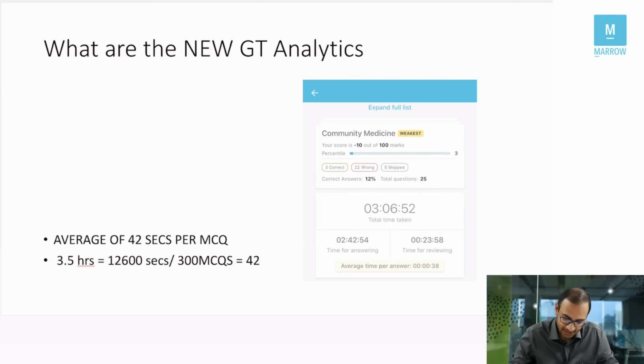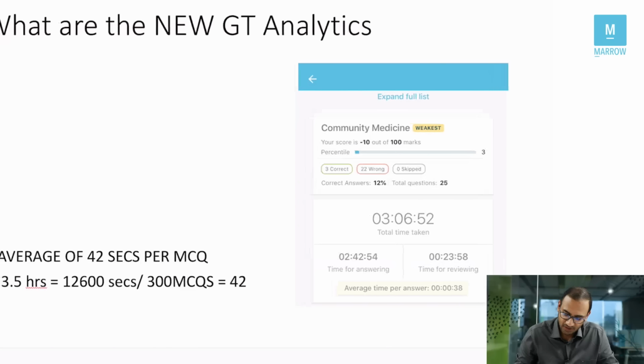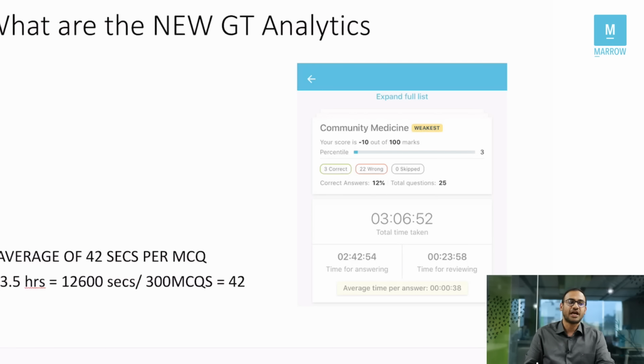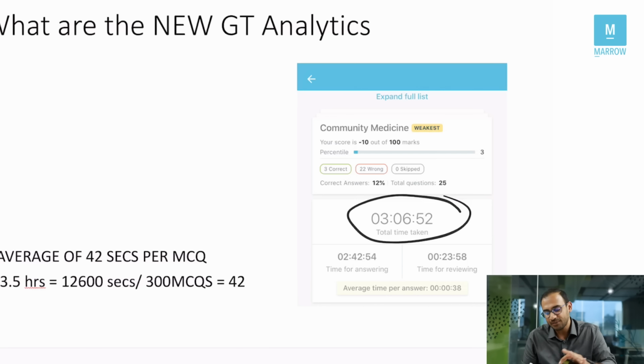Now the next thing is simple, right? It's the time taken for the whole test. So 3.5 hours for your NEET PG exam. So the total time taken. Now there are 4 times here. There is a total time here. There is a time for answering, and there is a time for reviewing, and there is an average time per answer.